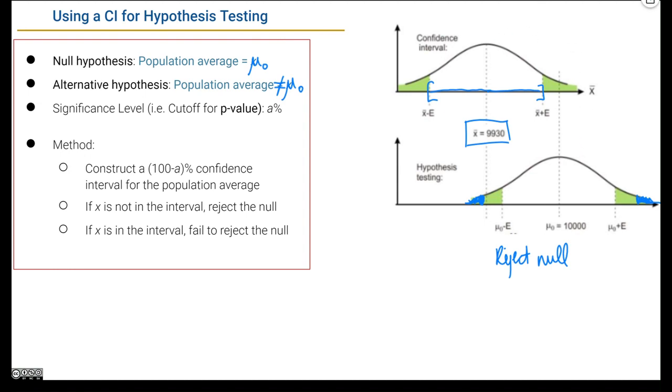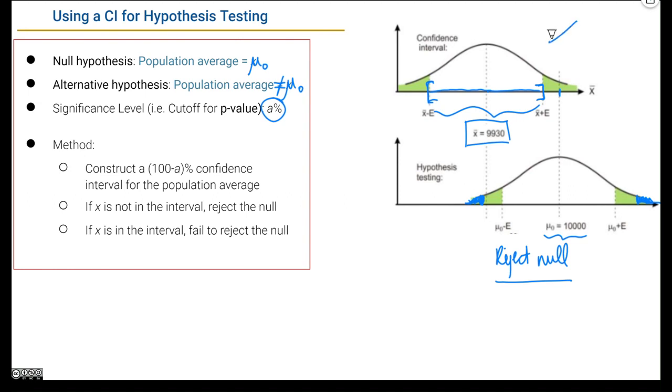Okay, so what you'll notice is in this confidence interval, my null hypothesis of 10,000 is not included in this confidence interval. You can see right where it is. It's outside the confidence interval, which would then lead me using the confidence interval alone, it would lead me to reject the null that the population mean is 10,000, at least using a significance level of 5%. So that is how they're related.